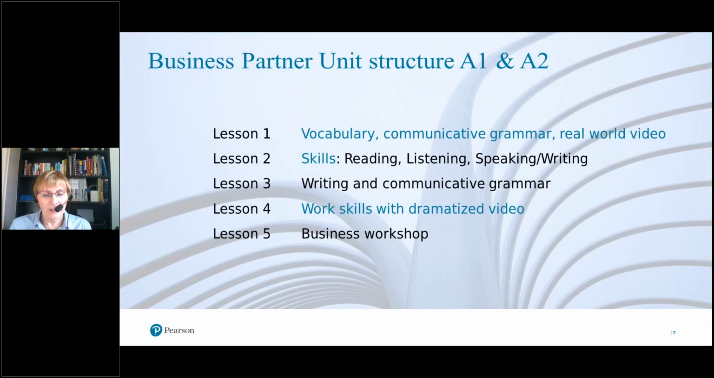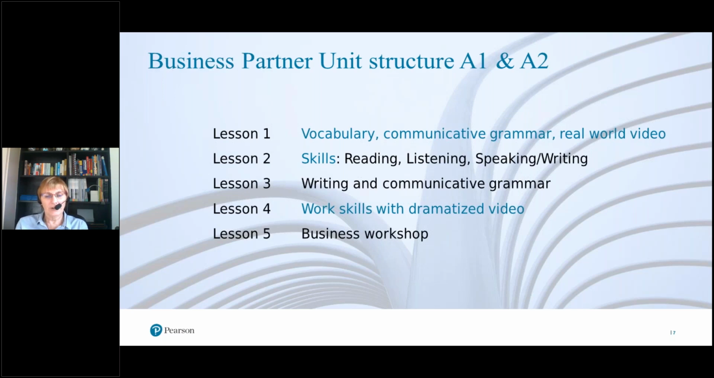I'm going to move on now to how Business Partner is structured at A1 and A2 level before I show you some examples. You see here I've highlighted some items in blue, because those are the things I'm going to be focusing on specifically in today's session. There isn't time to go through the whole thing, so I'm going to focus on the key issues that I want to raise today.